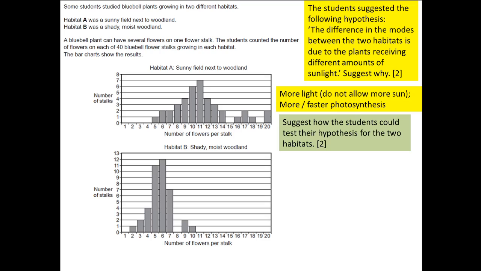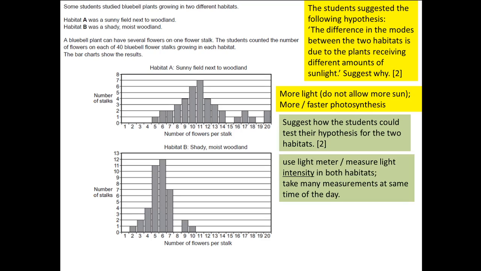Next, suggest how the student could test their hypothesis for the two habitats. They think that there's a difference in light. Well, I need to measure the light, don't I? In lots of different places at the same time of day. So they're going to use a light meter or measure light intensity in both habitats, and then it needs to be controlled, so you need to measure it at the same time of day. Remember, light can change hour by hour, day by day, month by month, second by second, can't it? So you need to do it at the same time. You'd probably set them both up, and then leave them recording on a data logger type thing.